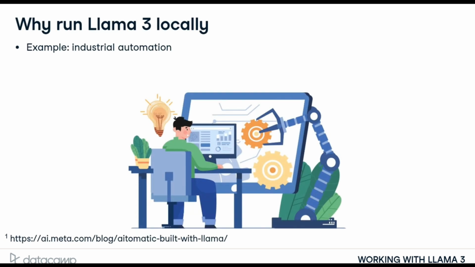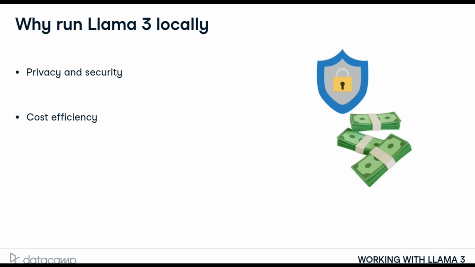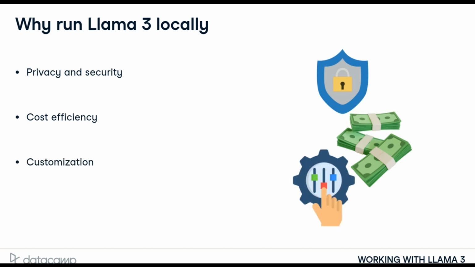For example, Automatic, a company specializing in industrial automation, utilizes Llama models to assist process engineers by predicting equipment maintenance needs. Like other companies and practitioners using Llama locally, they benefit from privacy and security as data doesn't leave their system. Cost efficiency, as they don't have to cover any API costs. And finally, the possibility to modify the model independently.